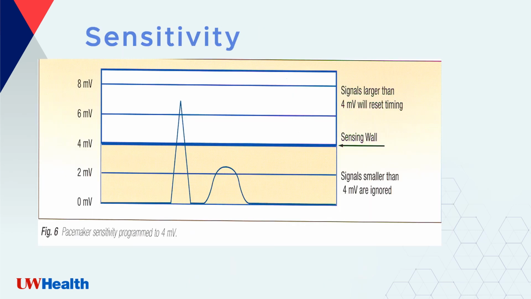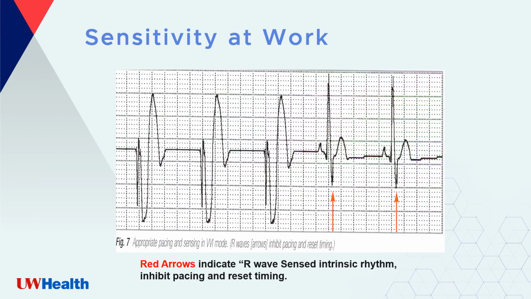Sensitivity is the amount of millivolts needed to inhibit the pacemaker. We consider it a wall here. If the heart had eyes, it would sit behind that wall where it could visualize or not visualize what the patient's heart is actually doing. If that sensitivity wall is set correctly, then the pacemaker will only fire if needed.